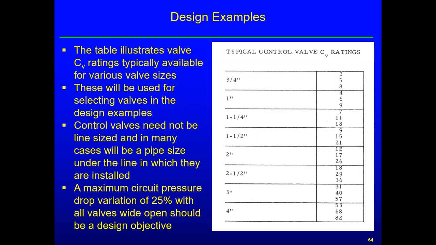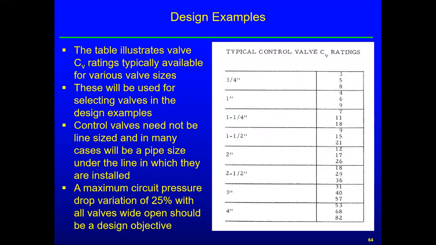Okay, so here are the control valves that we will be selecting from in this example. You see we've got from 3/4 inch all the way up to 4-inch valves. And then each valve can come with 3 different orifice sizes. We're not given the dimensions on the orifice, but we are given the CV rating for the valve, which is really what you need anyway. Control valves don't have to be line sized.